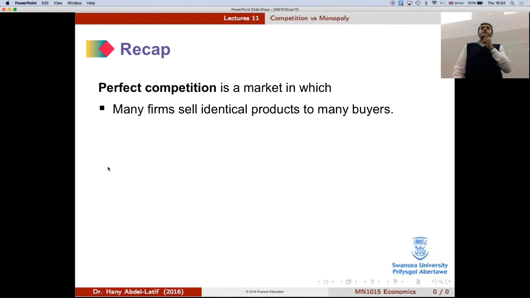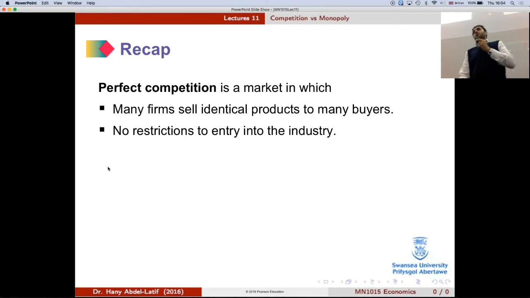So as we said, when we have perfect competition, we have a large number of firms, a large number of buyers, and identical products. Also, we know that there are no barriers, no restrictions to enter the market. So any business or any firm that would like to enter this industry will have no problem to do that. The same thing with exiting or leaving the industry. So there are no barriers to enter or to exit from the market. This is perfect competition, okay?